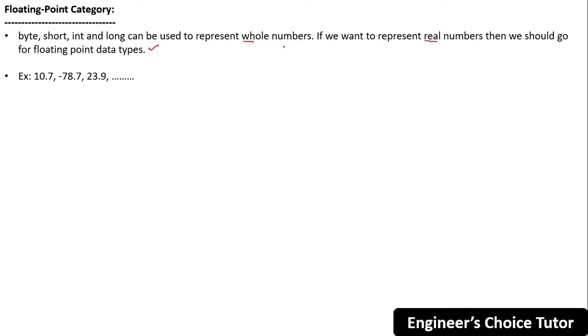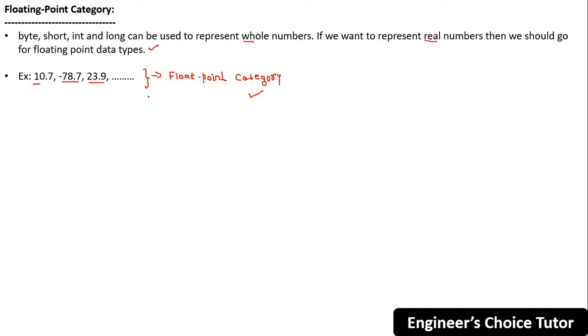What is an example of real number data? Like 10.7, minus 78.7, 23.9. These are all floating point values, right? If you want to store this kind of floating point values, we have to use the floating point category data types. This is the need of the floating point category.